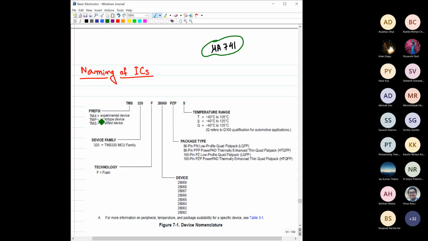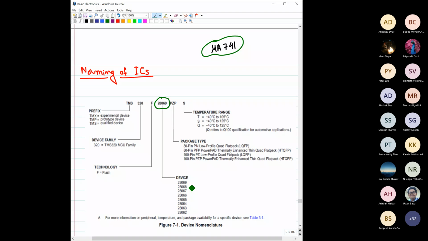Here, the first one is the prefix. For example, TMS is written. TMS denotes the qualified device, meaning which type of device it is: an experimental device, a prototype device, or a qualified device. Then the second number, 320, stands for the device family, meaning how this device has been made. Then the technology used, for example flash type or some different type. Then the IC number, the unique IC number.